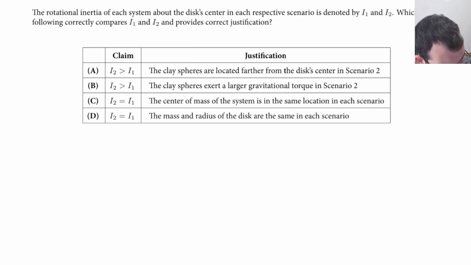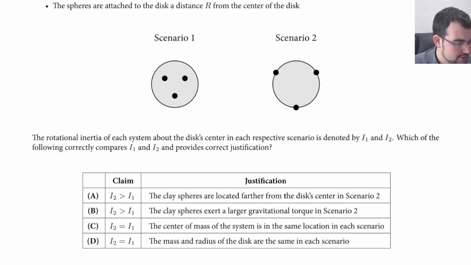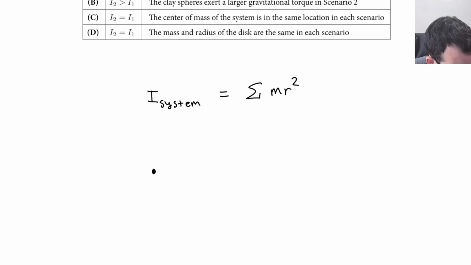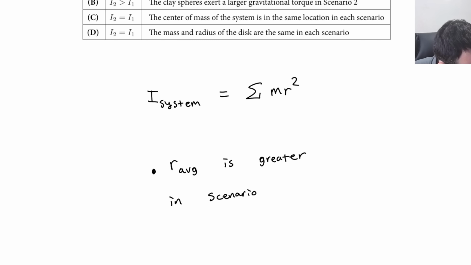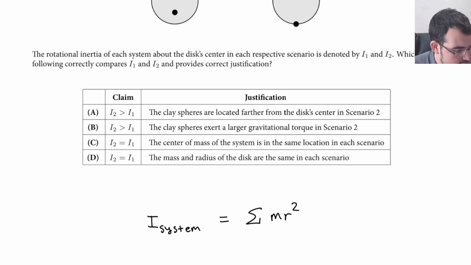So our formula is that I for a system of objects is the sum of all the MR squareds. And notice in both of these cases, the m's are the same because I have a disk and 3 spheres. So I'm just really looking at r. So we see that the average r is greater in scenario 2. So that's just going to be A.